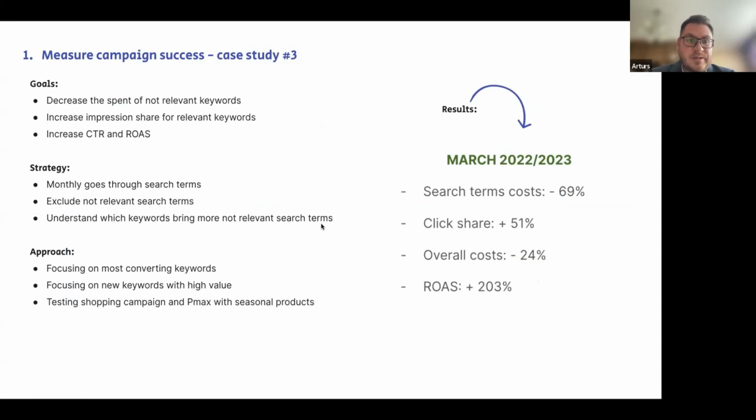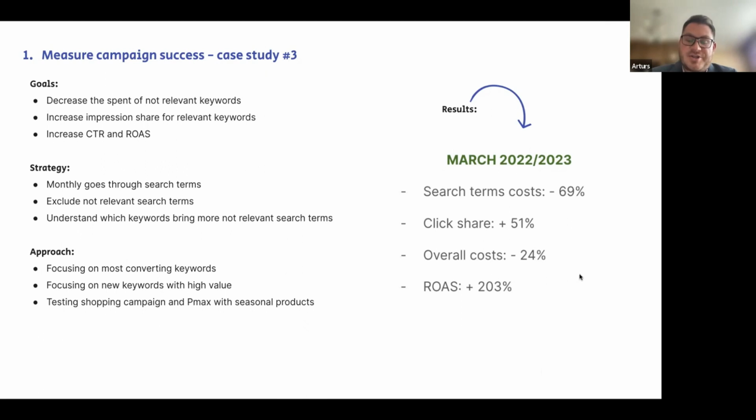And one more case study. What we saw in the last 6 months, we did more than 50 or 60 PPC audits, and the main problem in 98% is that businesses don't check search terms in Google and Bing ads, and they don't exclude irrelevant keywords. Like we do with all clients, we go through search terms monthly, and after 3 months, we decreased cost from the search terms by excluding them by 69%.